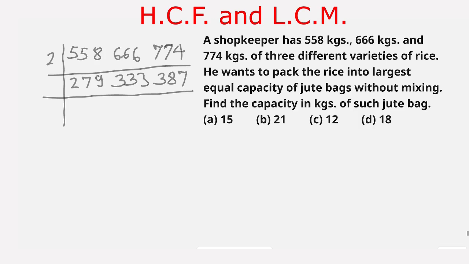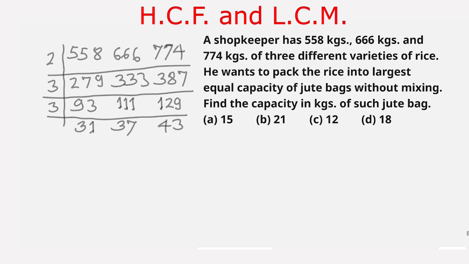On observing these 3 numbers, none is divisible by 2 and all the numbers are divisible by 3. 3 divides 279 for 93 times, 333 for 111 times and 387 for 129 times. Again, all these 3 numbers are divisible by 3. 3 divides 93 for 31 times, 111 for 37 times and 129 for 43 times.